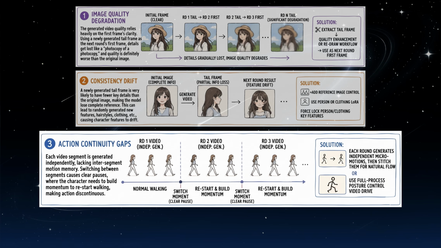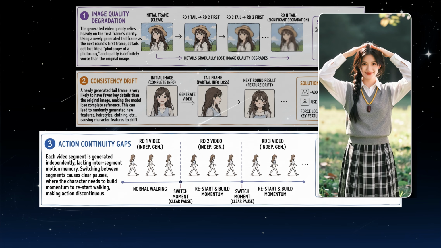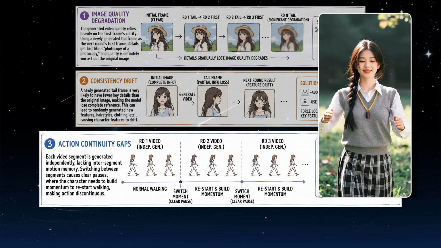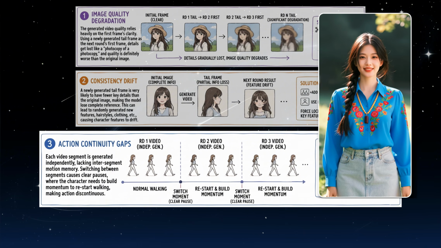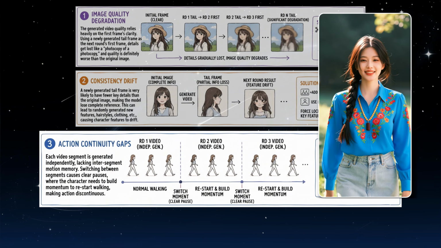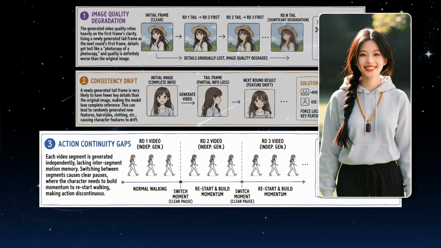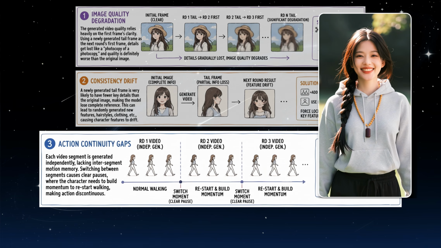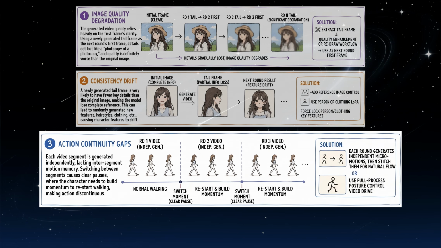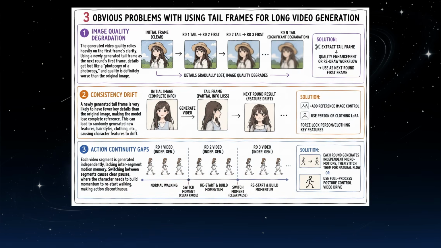Third is motion discontinuity. In the videos we just made, each segment had the character walking forward. But at the moment of segment transitions, you can clearly feel the motion pause. The character has to gather momentum again before starting. This is because each video segment is calculated independently, lacking cross-segment motion memory. For ultra-long continuous motions, it's better to generate independent micro-movements for each segment or use pose-controlled video to drive the entire sequence.